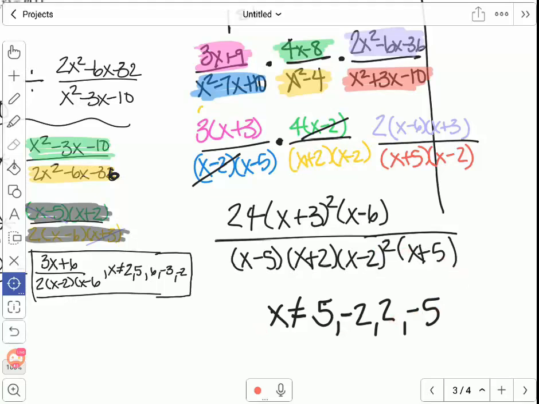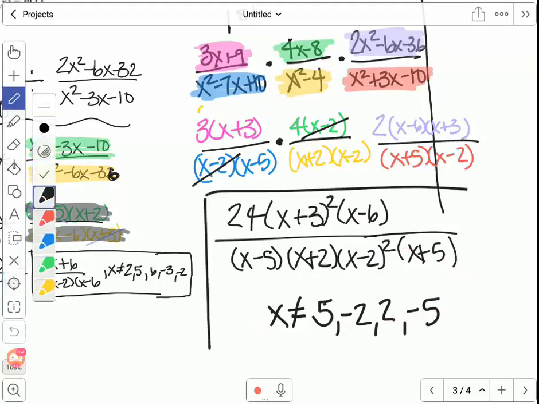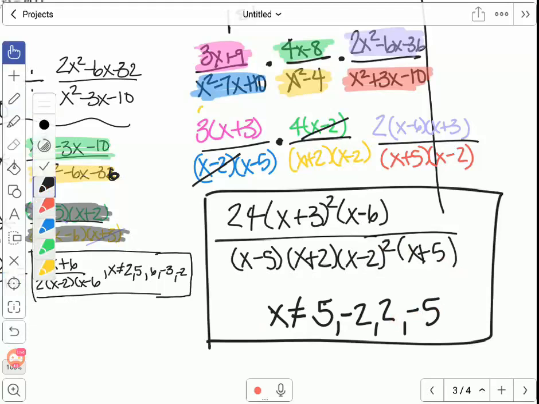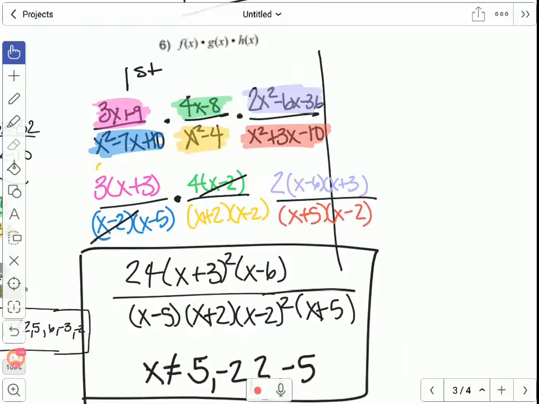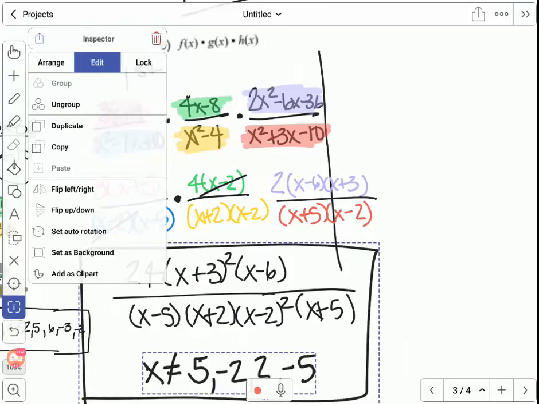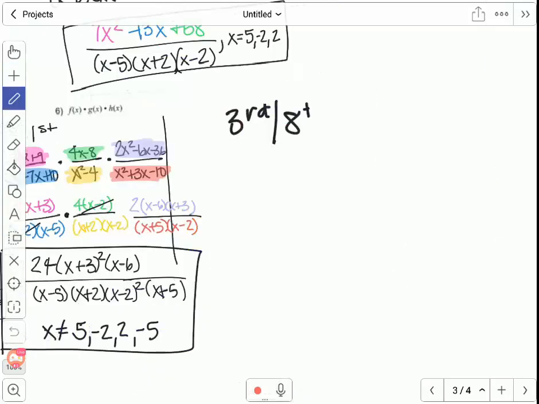So these are my excluded values. This would be my entire answer to problem 6, and that is for those of you who got your review during first period today. Okay, so now I'm going to do the problem again, but this time I'm going to do it for everybody that is in my review later on during the day.